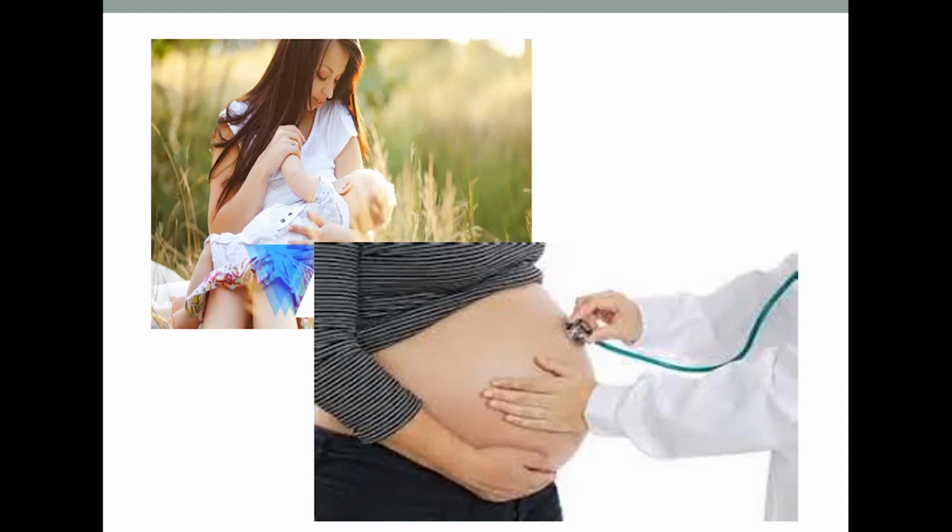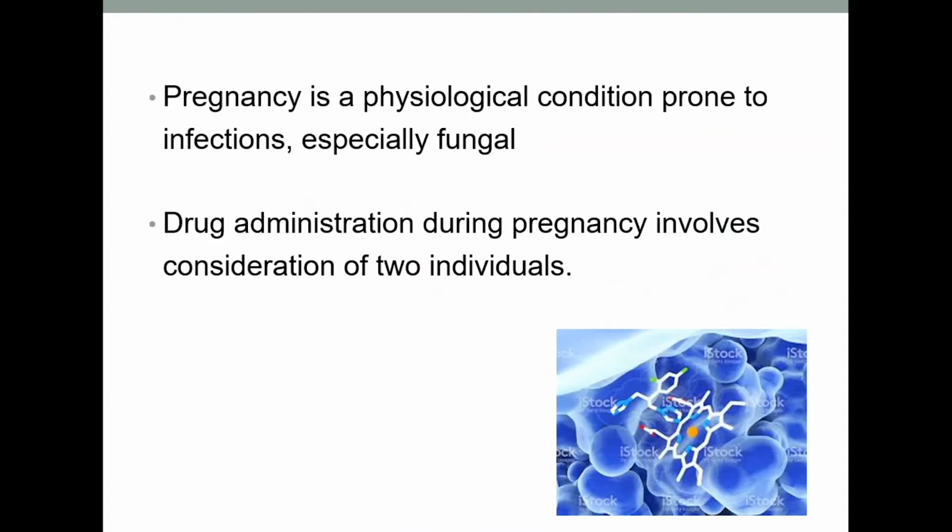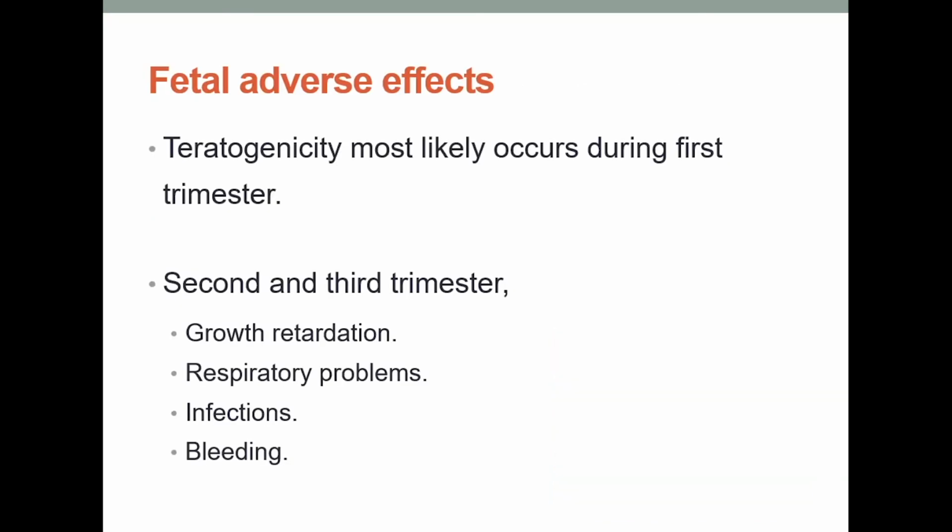Next. The next specific group is pregnancy and lactation. Pregnancy is a physiological condition prone to infections, especially fungal infections. And with drug administration during pregnancy, we need to consider 2 individuals. Fetal adverse effects: teratogenicity most likely occurs during the first trimester. And in the second and third trimester, growth retardation, respiratory problems, infections, and even bleeding can occur.